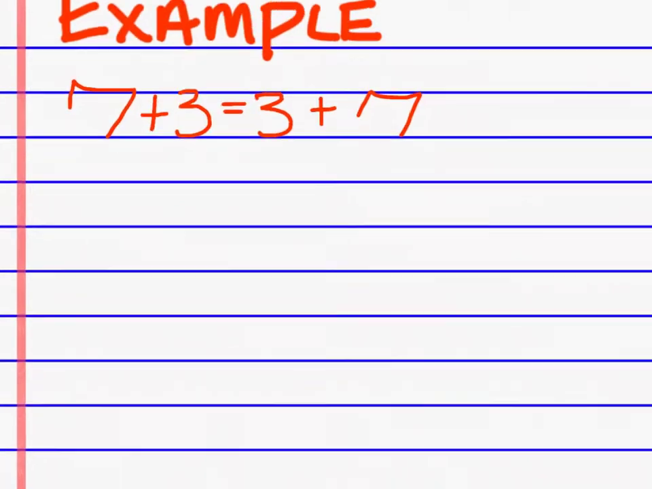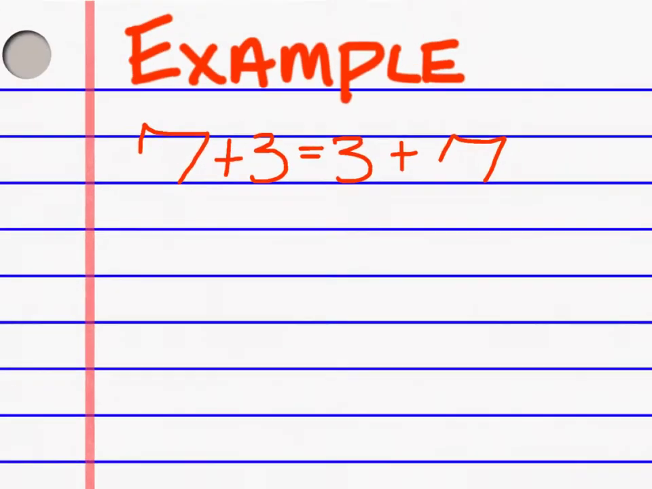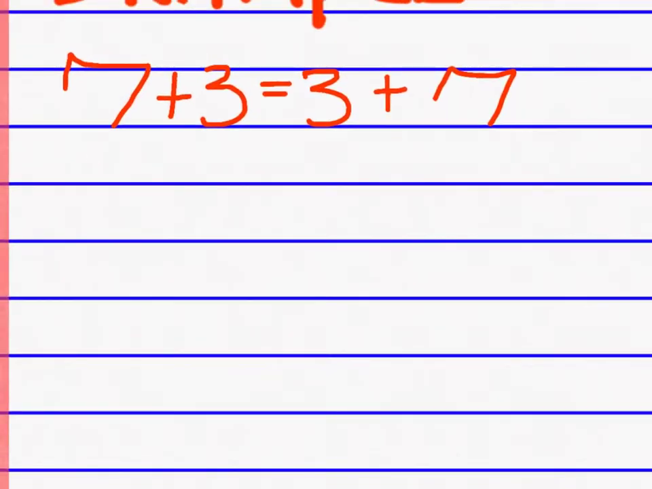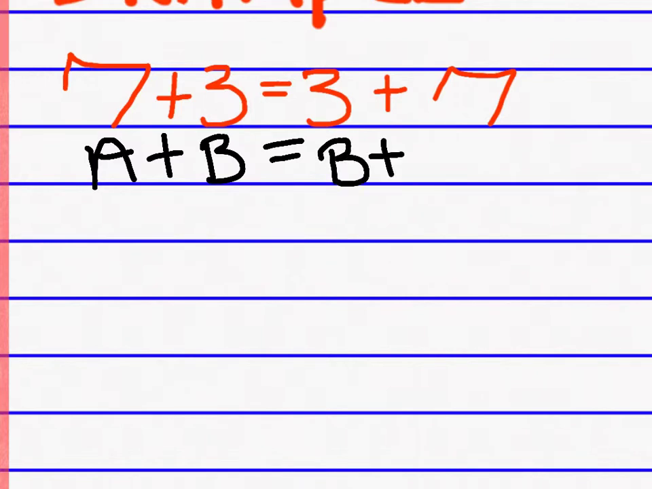Okay, next example. 7 plus 3 is equal to 3 plus 7. There we go. Okay, so that is A plus B is equal to B plus A. And that is the commutative property of addition. That should be letter A on your sheet.